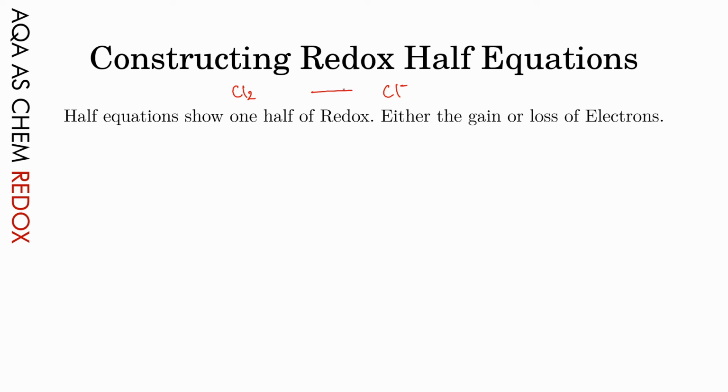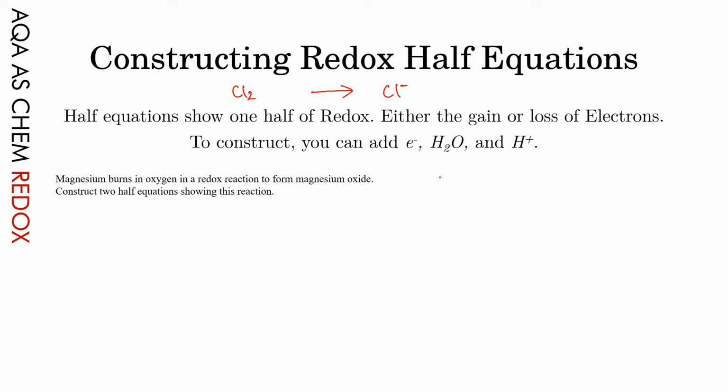And to construct it and balance it, you can only add three things: electrons, water, and protons, or H+. Generally in that order. You need the electrons for the charges to balance out the overall charge on either side. You need the water to balance out any outstanding oxygens which may have peeled off. And then you need the H+ to balance out whatever H is added on the water.